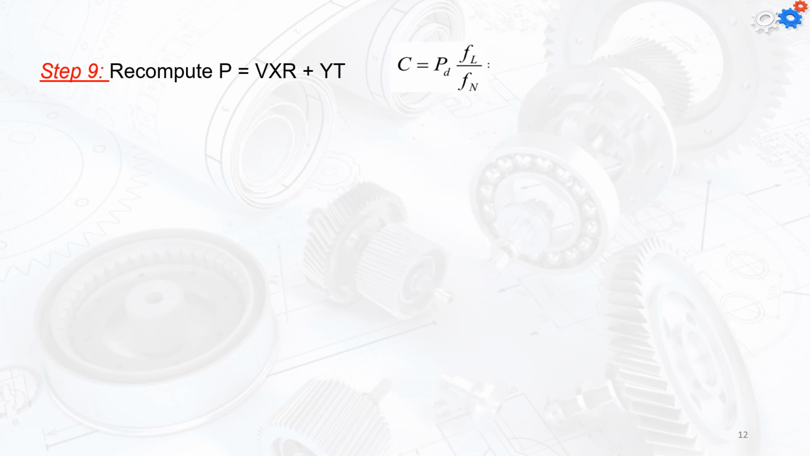Now, we know the value. We can calculate the new P, which is equal to the VXR plus YT. The difference is that we found a new value for the Y. Then we can calculate the C value.